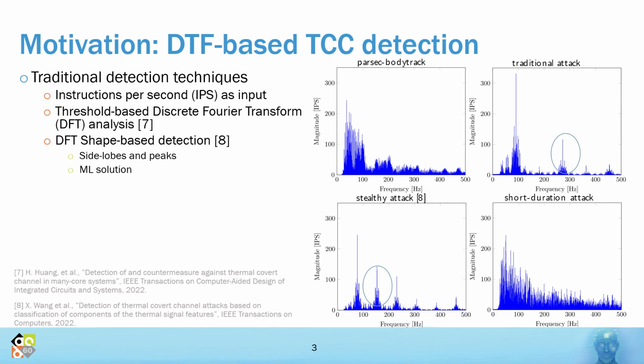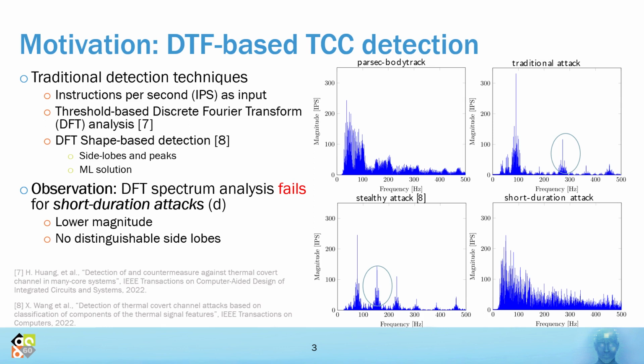As it can be seen on the new figure, the shape of the DFT of this new attack is very different from the others. There are no visible side lobes, and the spectrum resembles much more a normal application than the other attacks. This, as I will show in the evaluation, means that the DFT-based solutions really struggle when dealing with new attacks, especially ones of short duration.